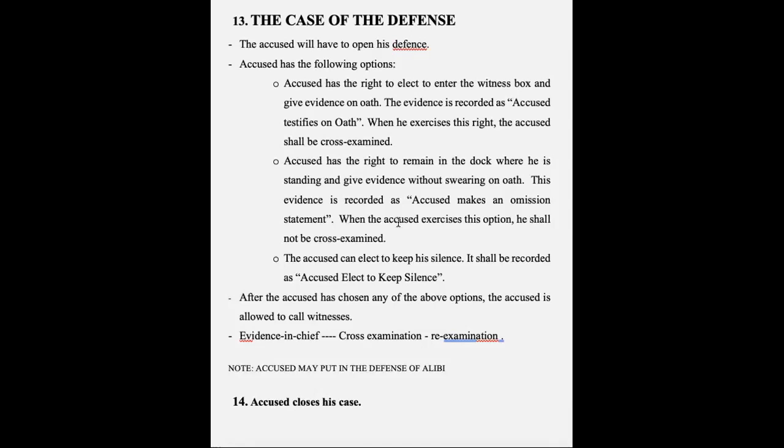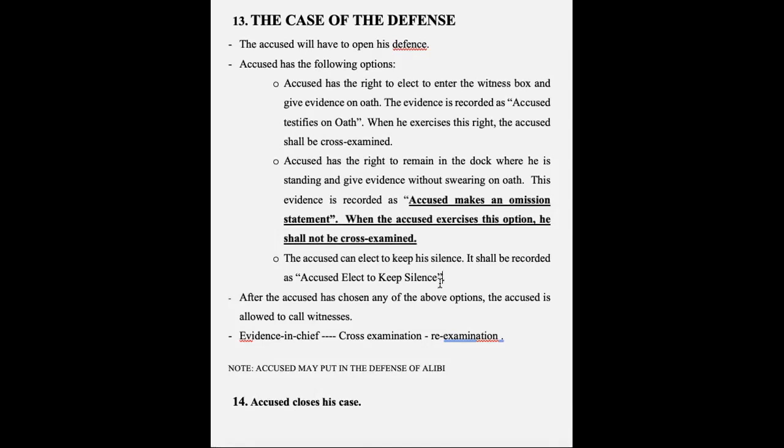But when you elect to remain in the dock where you are standing to give evidence without swearing on oath, it will be recorded as accused makes an unsworn statement. And when the accused exercises this option, the accused person shall not be cross-examined. So take note, if you elect to give your evidence on oath, you shall be cross-examined. If you remain in the dock and give evidence without swearing on oath, we call it an unsworn statement, and then you shall not be cross-examined. What if the accused elects to remain silent? If the accused elects to remain silent, it shall be recorded that accused elects to keep silent, and the accused will not say anything.